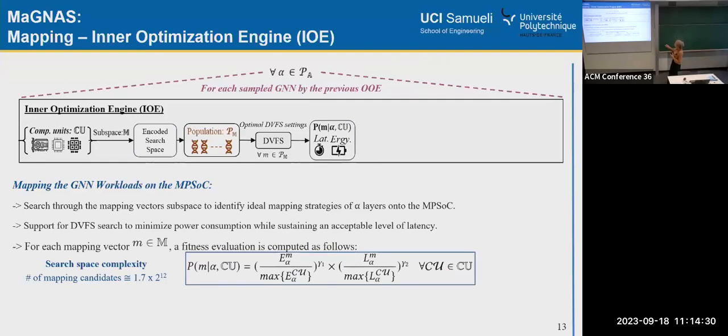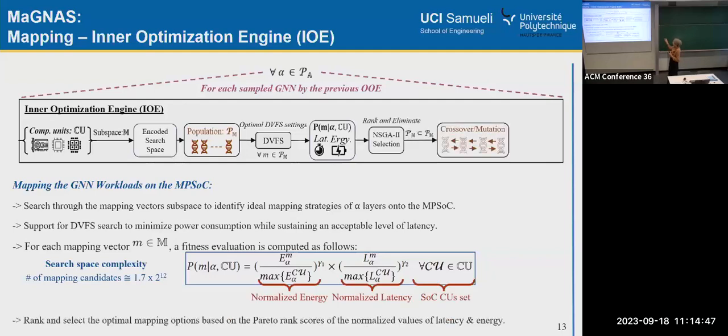Then, based on the measurements of latency and energy only, because the mapping will not impact the accuracy of the GNN, we compute a fitness evaluation score as a weighted product of latency and energy normalized by the maximum values. Based on these scores, we rank the results from best to worst and take the top quartile to generate the next generation of evolution with mutation and crossover. We iterate over the process until reaching an optimization budget, and at the end, we have a Pareto front of optimal mapping vectors.